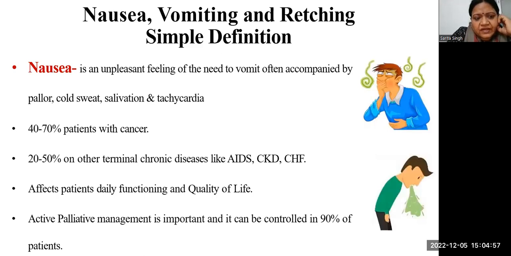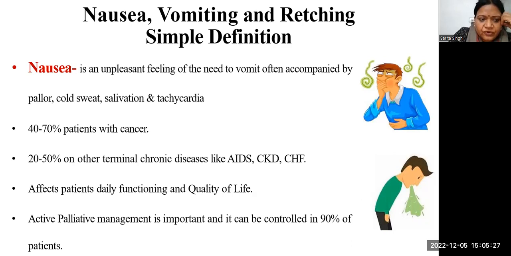So what is nausea? Nausea is an unpleasant feeling of the need to vomit, often accompanied by pallor, sweat, salivation, and tachycardia. Nausea is an unpleasant feeling of the need to vomit, but vomiting is not there. Means some food expulsion from the mouth is not there, but there is a feeling of nausea, an unpleasant feeling.